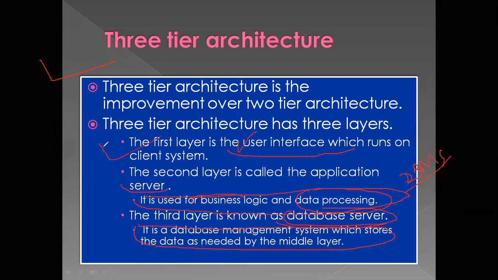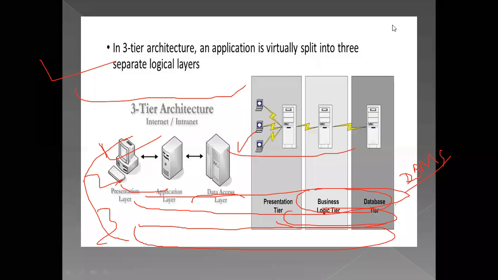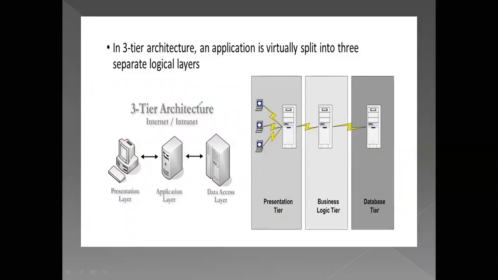Okay, so this is the first layer, this is the second layer, this is the third layer. As we have 3 layers, that's why we have termed this as 3-tier architecture. Okay, now look at this figure. So take a screenshot of this figure.